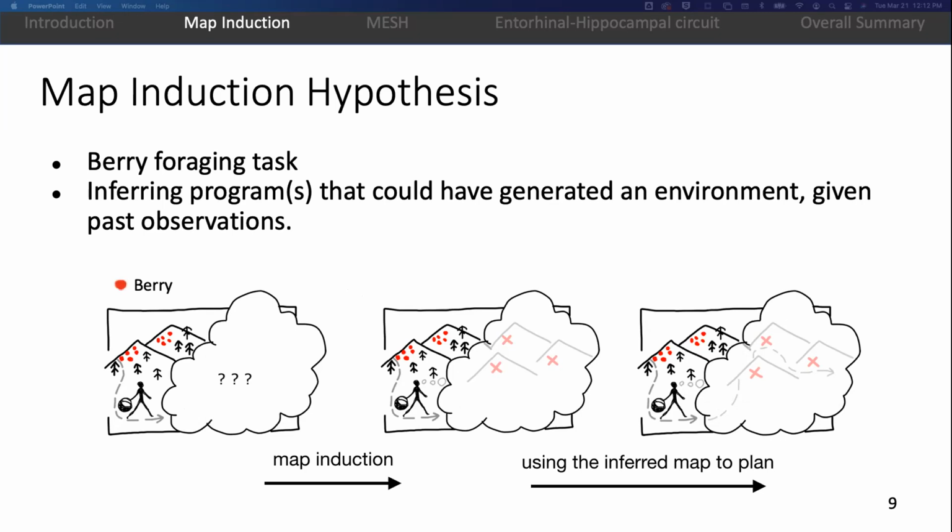If an agent is exploring a landscape, then in a berry foraging task, one can expect that the landscape of hills would continue in the same fashion, and the distribution of berries in unobserved areas would be similar to that in the observed areas. So more formally, you can think of this as inferring the programs that could have generated an environment given past observations. So this is kind of a program induction framework that we can use to model this.